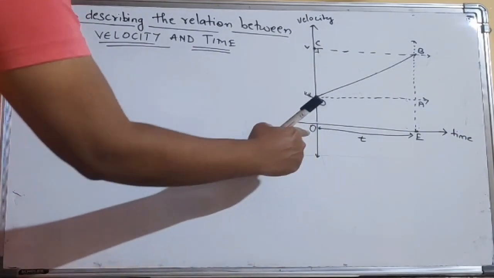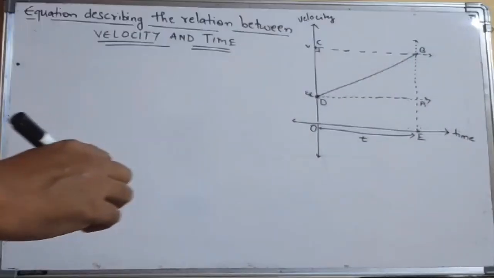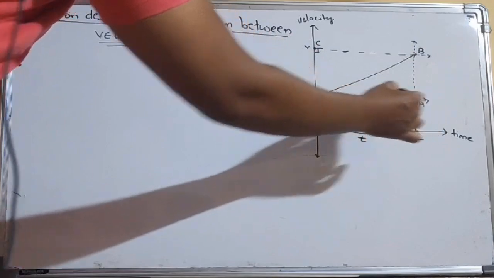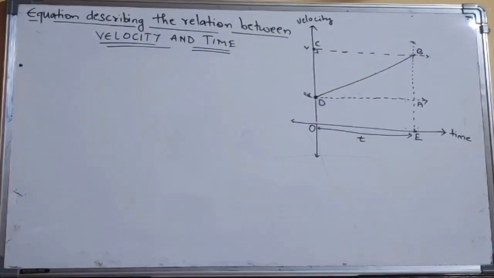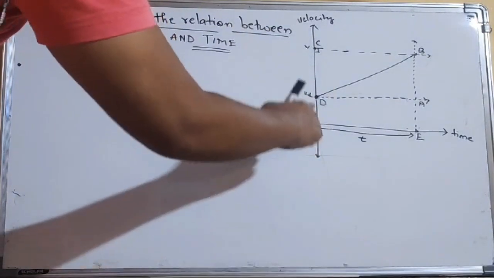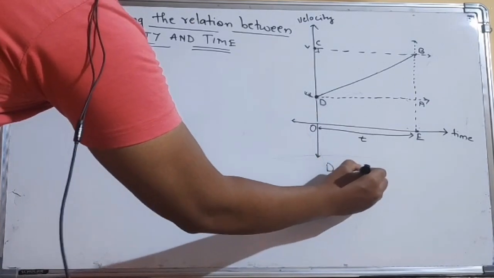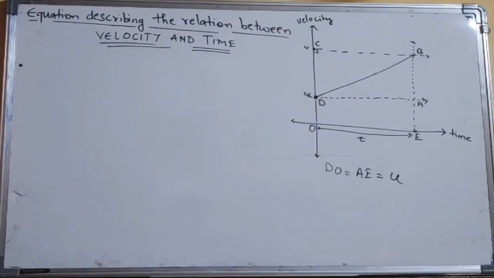So initial velocity U is equal to OD is equal to AE. Now, students, we have two rectangles over here. One rectangle is on the top, that is CBAD, and the second rectangle is DAEO. In rectangles, the opposite sides are congruent. So the initial velocity U is represented by DO. So DO is equal to AE is equal to U, which is the initial velocity.